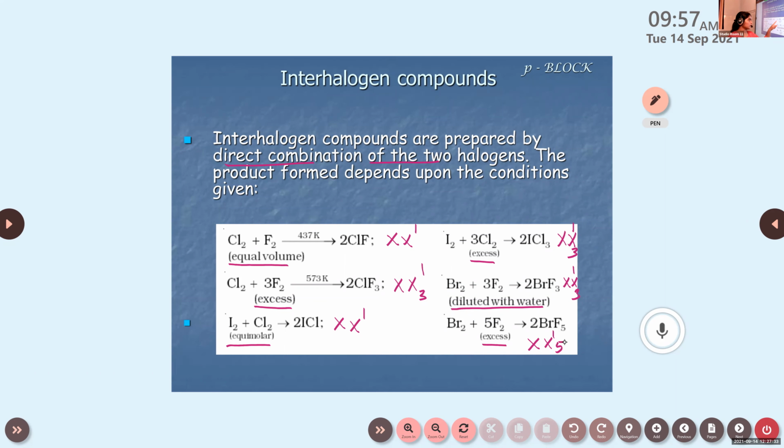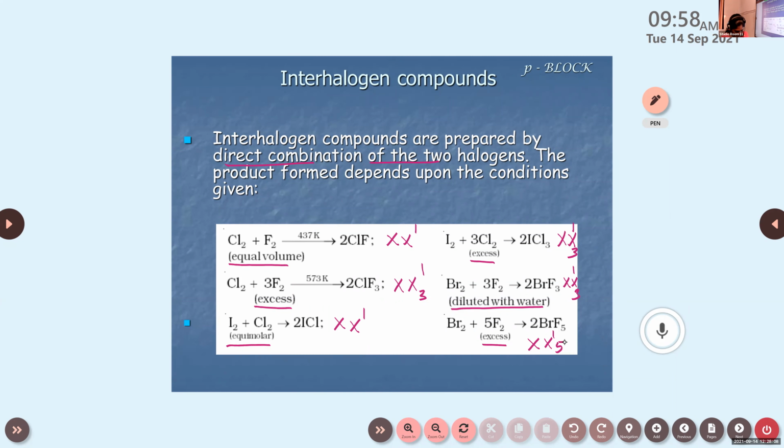Then the next one, iodine and chlorine with chlorine in excess, so ICl3 is formed. Next, bromine and fluorine diluted with water, BrF3 is formed. Last one, bromine and fluorine with fluorine in excess, BrF5 is formed. So these are the different preparation methods of interhalogen compounds. It is just a direct combination of two halogen atoms, but specific conditions are required for the reaction to take place.